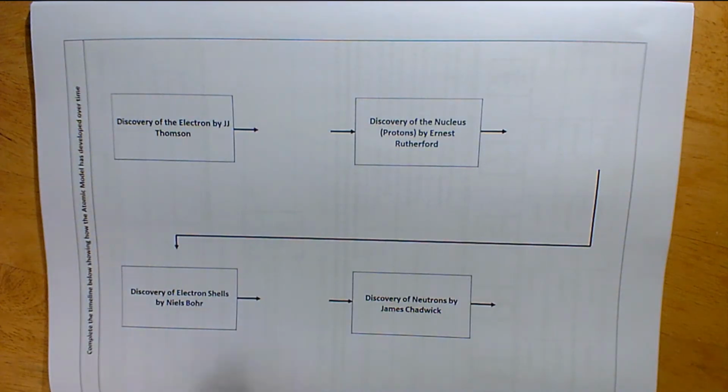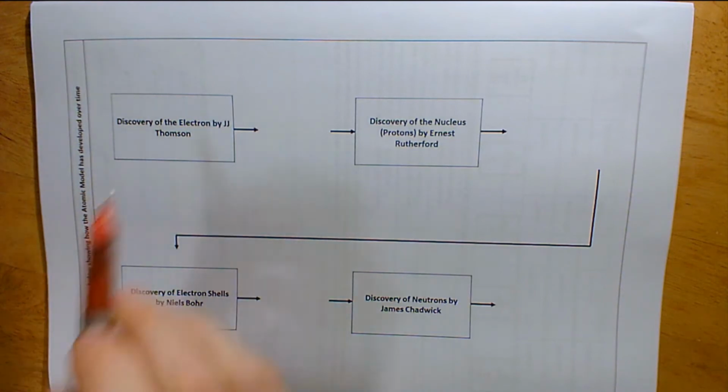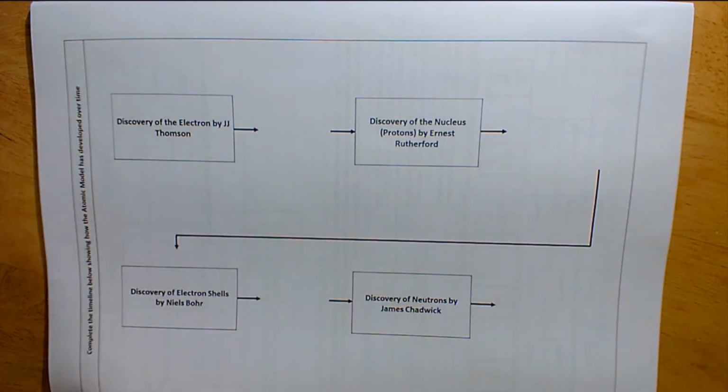So here we have a timeline showing the discovery of the different subatomic particles and the development of the atomic model. Now, the only two real discoveries and developments you need to know in detail was the discovery of the electron by J.J. Thomson, giving us the plum pudding model, and the discovery of the nucleus by Ernest Rutherford, giving us the nuclear model. So you don't need to know any details about the electron shells being discovered by Niels Bohr or of the neutrons being discovered by James Chadwick.